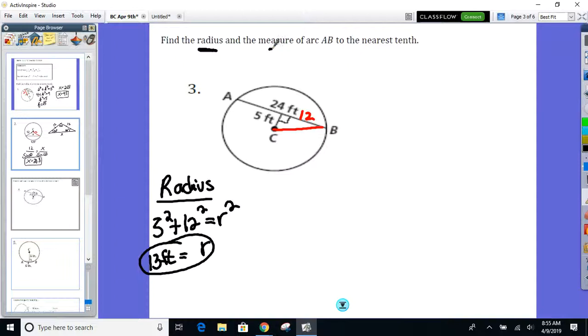Find the measure, not the length, the measure, meaning in degrees. How many degrees is it from A to B? So how many degrees in arc AB? And I'm telling you, it's this one right here. Need a little help, kids, huh? Or have to all put our heads together for this one.